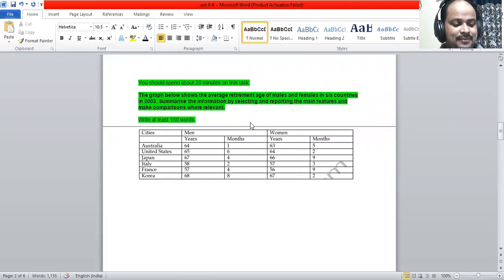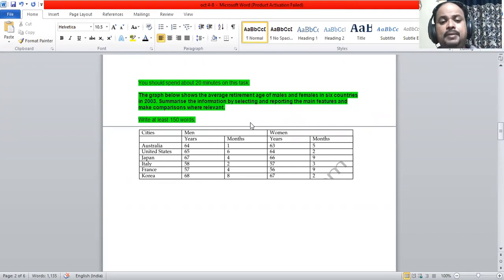Hi everyone, today we are going to discuss this particular table. In this table, you are going to see the retirement age of males and females in 6 countries in 2003. So we have 6 countries here: Australia, United States, Japan, Italy, France, and Korea.